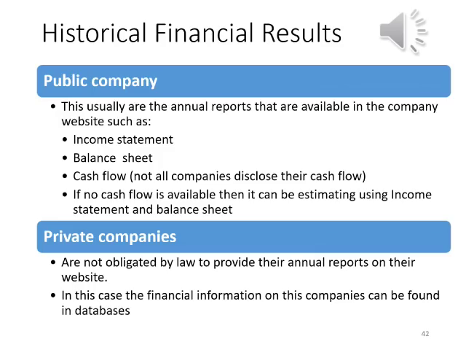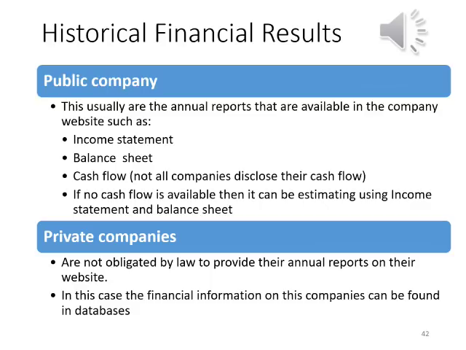Firstly, historical financial results. In the case of a company that's public, in the sense that it's a quoted company or a company that's obliged by law or regulation to make its accounts available to the public, be it in the commercial court or companies house or on its website. These are typically going to be annual reports such as the income statement, the balance sheet, the cash flow statement, although not always the case. But if there is no cash flow statement, it is possible to estimate the cash flow by using the income statement and the balance sheets at the beginning of the period and the end of the period.